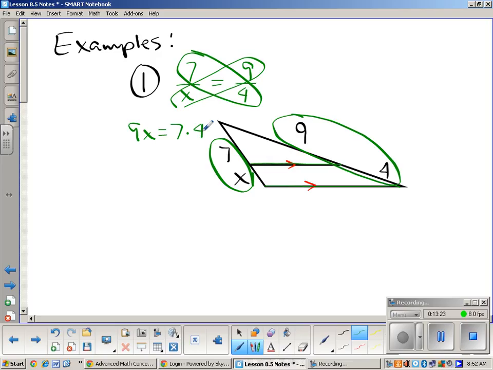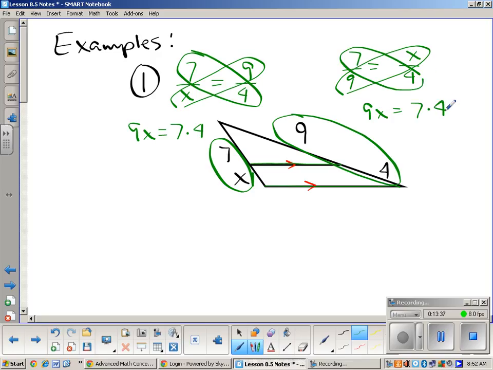Now, had we gone the other way, she said 7 is to 9 as x is to 4. What would cross products give me? 9x equals 7 times 4. Same thing I had here, isn't it? You see what I'm saying, though, with proportions? There's lots of ways to set up the original. We're still going to get 9x equals 28. Okay?